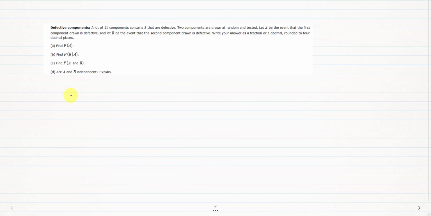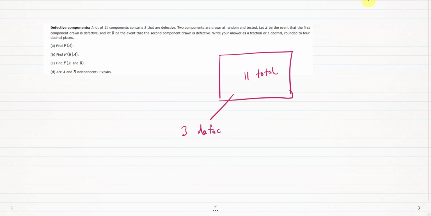Okay, so we know that we have 11 components total, and 3 of them are defective. If we have 3 defective, the other 8 should be non-defective, because the total is 11. 8 plus 3 is 11.